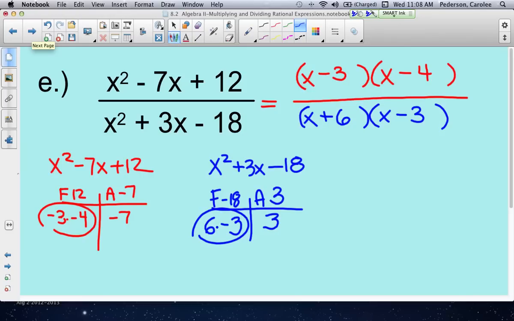Now look at those parentheses. Is there anything in the numerator that can cancel with the denominator? Is there a common factor? Yes. x minus 3 and x minus 3 will cancel. So we are left with x minus 4 over x plus 6.